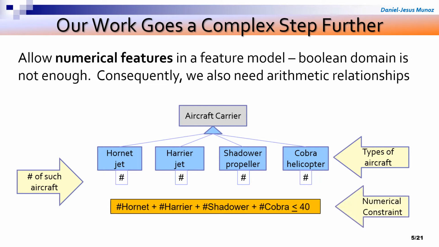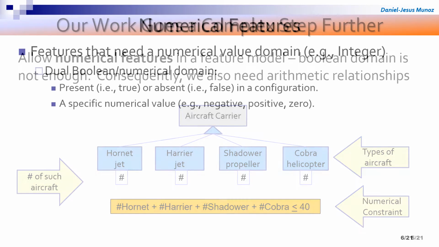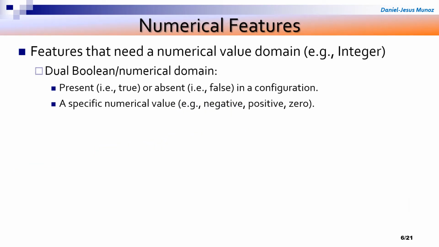Then we can have a constraint where we say we don't want more than 40 of all of them together. That's numerical, that's features with a numerical value. Consequently, simply put, numerical features are features that could have a numerical value.